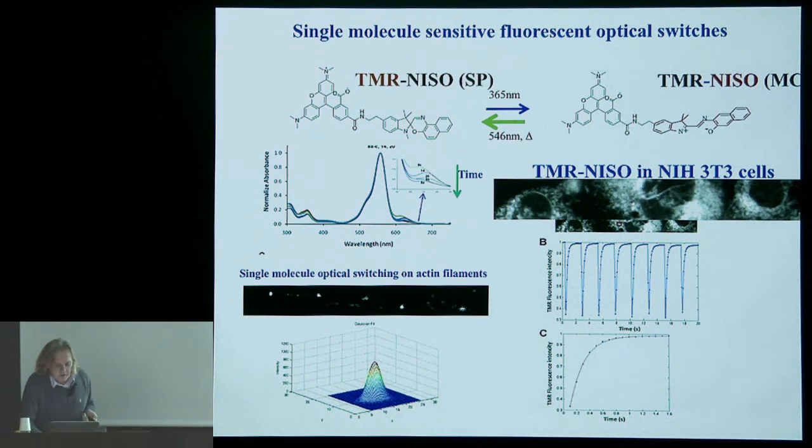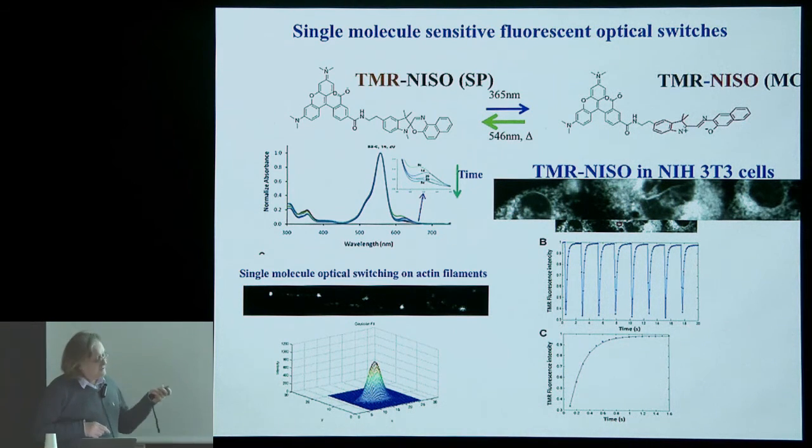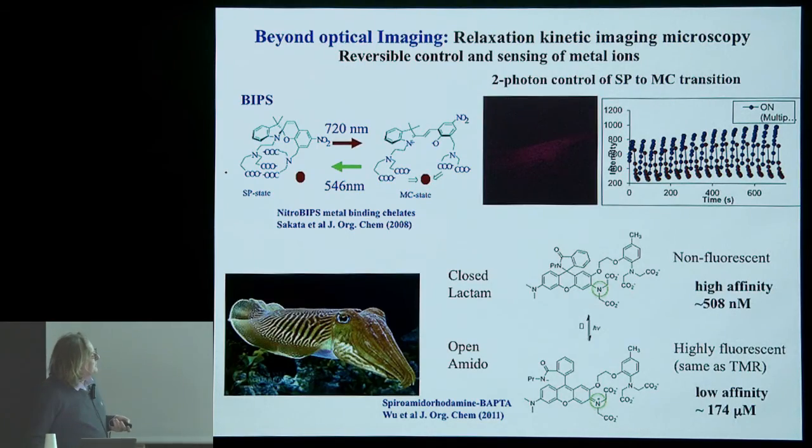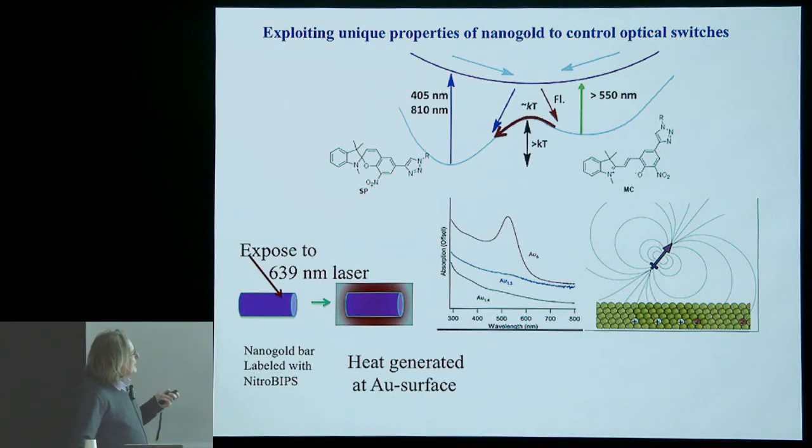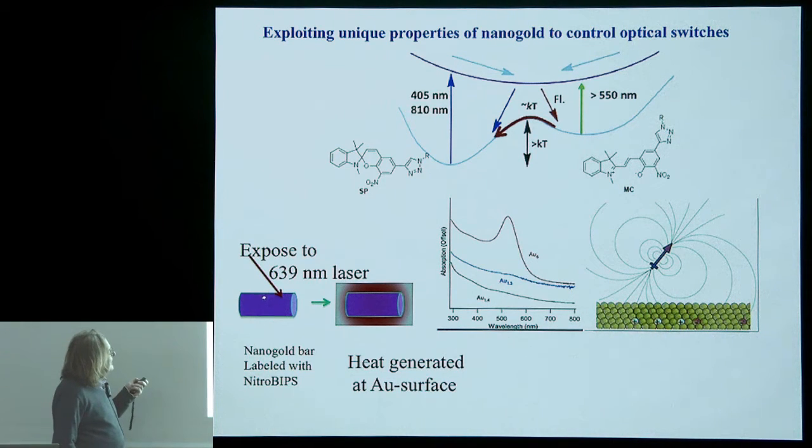The movie's not working, but you can see that these fluorescent spots corresponding to single molecules of the FRET sensor go on and off in response to UV and visible excitation. Okay, so we've done that. Okay, so the short exposure of a single gold bar to 639 will heat the gold nanobar.